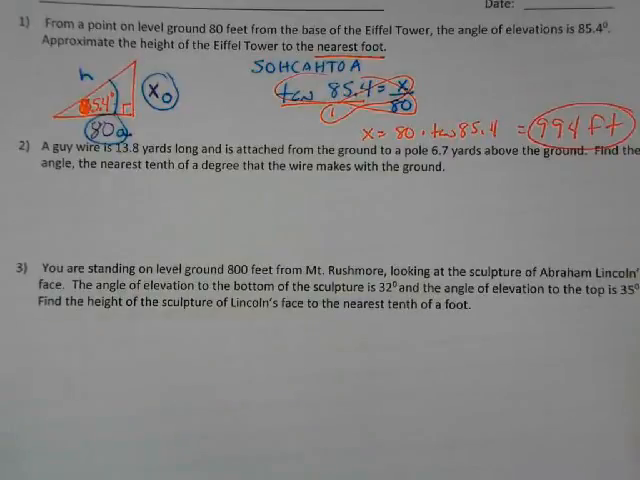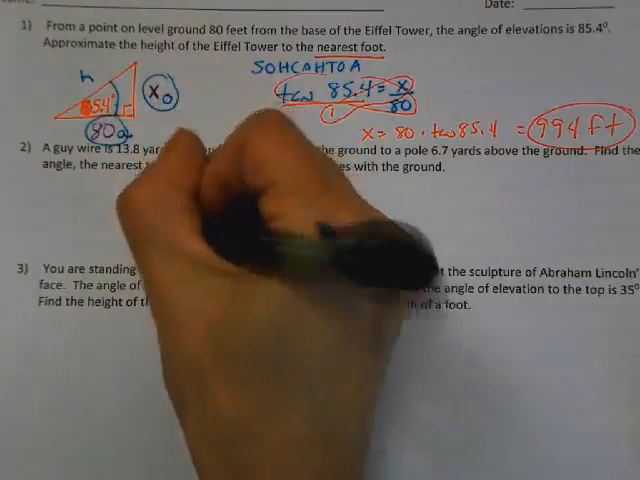Let's try number 2. A guy wire is 13.8 yards long and is attached from the ground to a pole 6.7 yards above the ground. Find the angle to the nearest tenth of a degree the wire makes with the ground. Right? So again, let's draw ourselves a triangle.